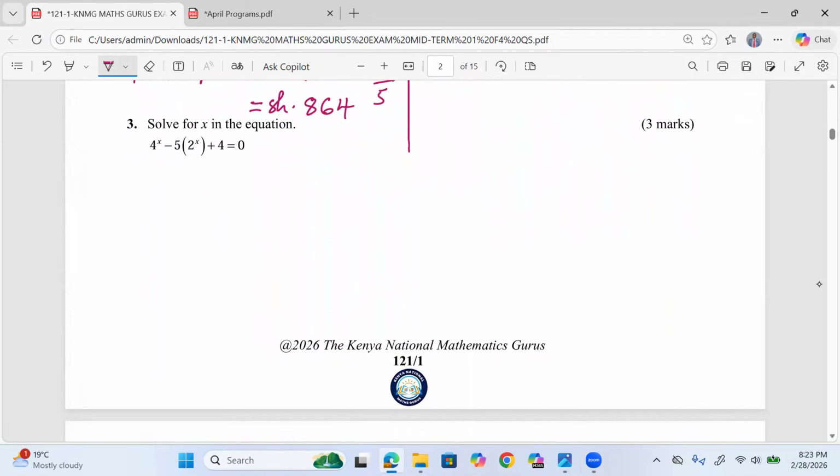Number 3, which is a question on indices. 4 power x minus 5 into 2 power x, then plus 4 equals to 0. We are solving for x in this indices equation.